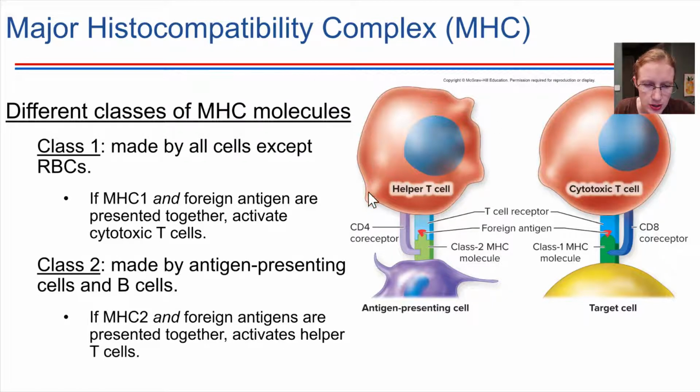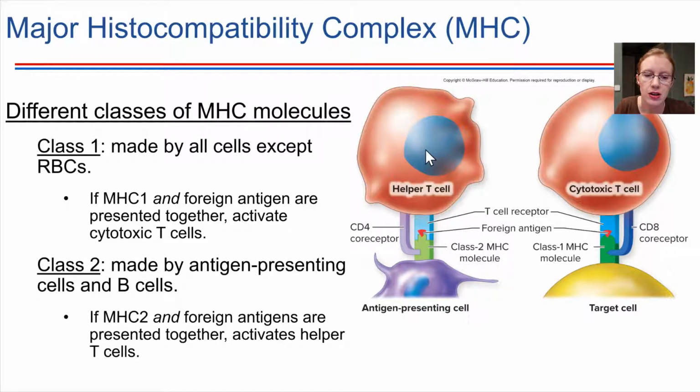So let's take a look at the picture here. What we have is an antigen-presenting cell, probably a dendritic cell or a macrophage, and it's got on its surface this MHC molecule. This is a class 2 MHC, and it is displaying a foreign antigen. So this came from something that this cell digested. It ate up some pathogenic cell, like a bacteria, and now it's showing a piece of it on the surface.